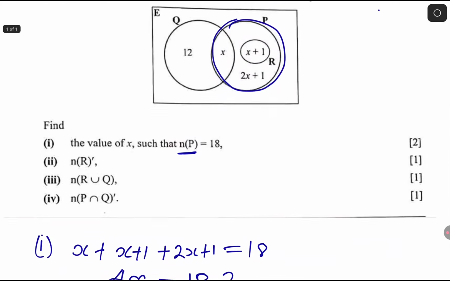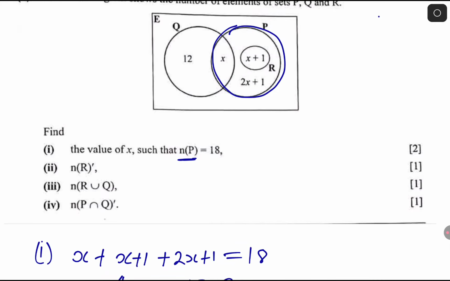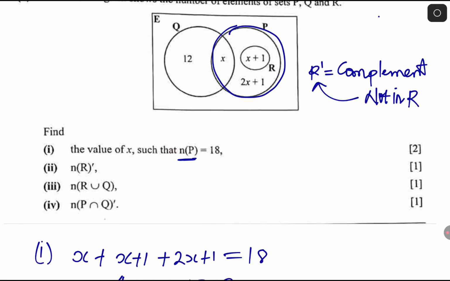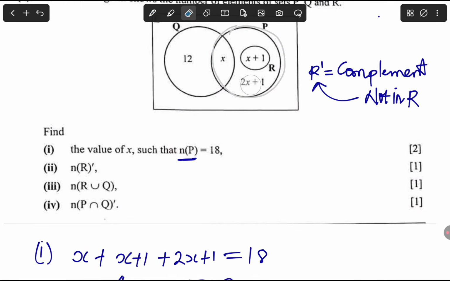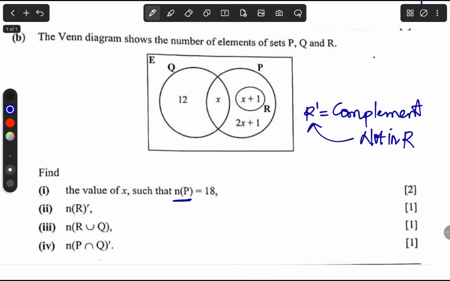Next is the number of elements in R complement. So what do we mean by this? What we mean by R complement is elements not in R. So we are looking for the elements not in R.